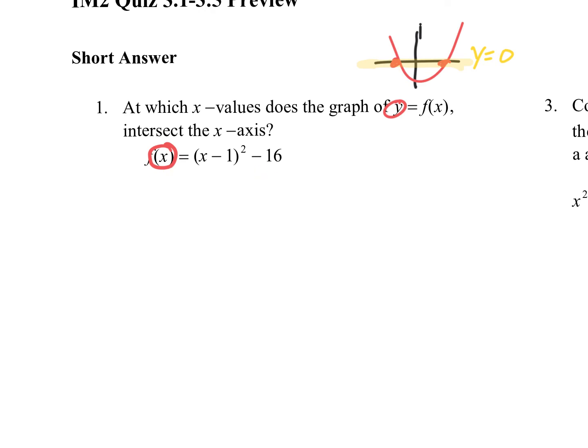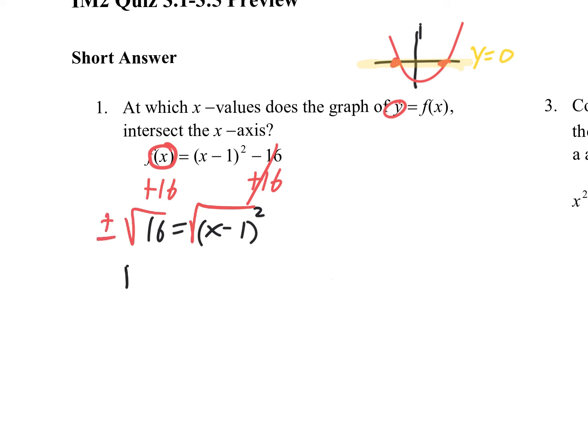All right, and then we see, okay, if I have a 0 on the left and a negative 16 over here, what I need to do is add 16 to both sides. And then I would have 16 equals x minus 1 in parentheses squared. Now I need to take the square root of both sides to get rid of this square. When I take the square root of 16, I get plus and minus 4, because the square root of 16 is both positive and negative 4. Over here, the square root and the square cancel each other out, so I just get x minus 1.